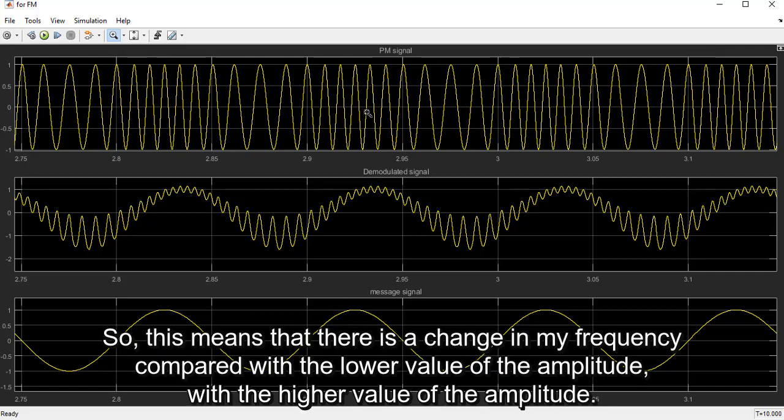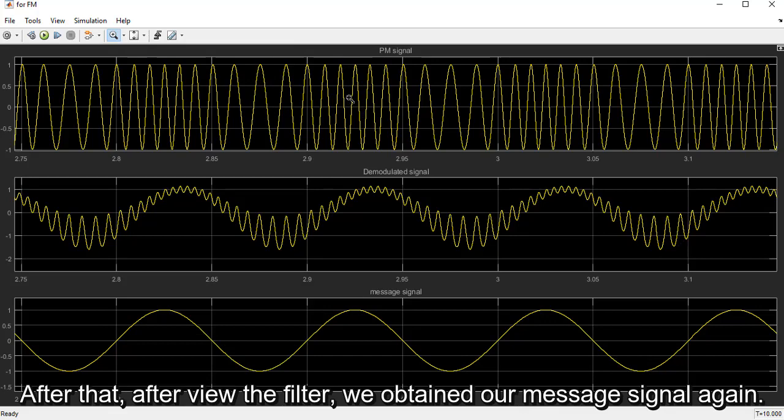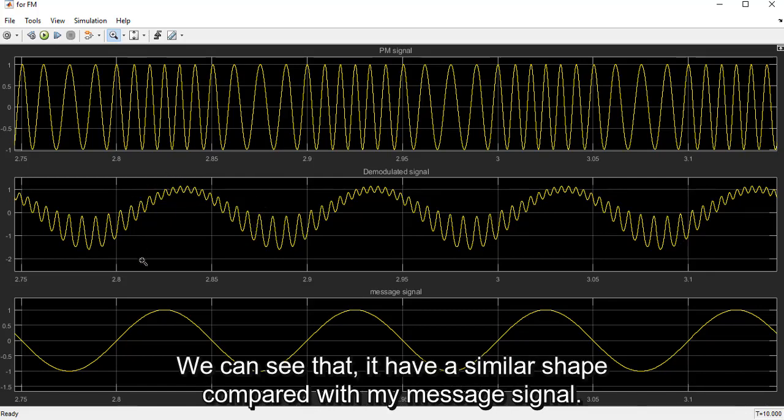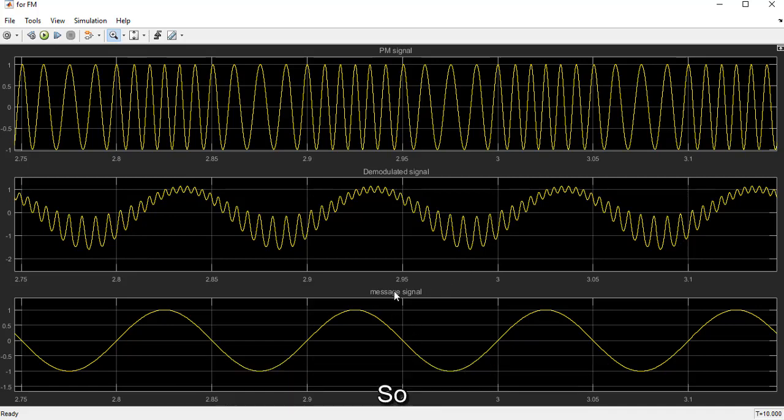So this means that there is a change in my frequency compared with the lower value of the amplitude with the higher value of the amplitude. After that, after we use the filter, we obtain our message signal again, and this is my demodulated signal. This is my signal after using the filters. We can see that it has a similar shape compared with my message signal.